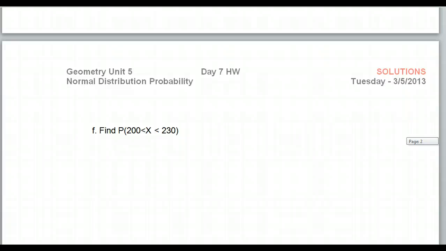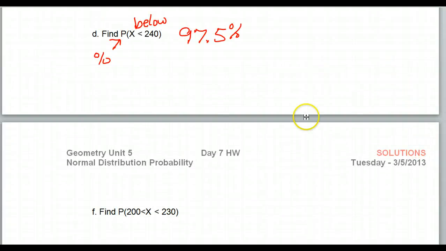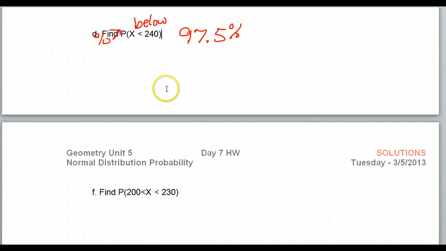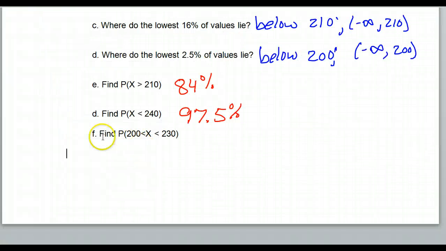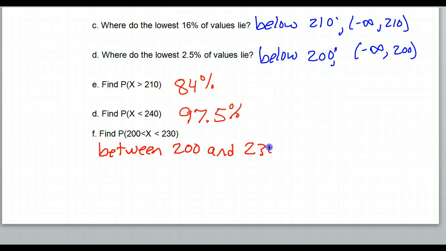And last but not least, part F down here. I feel sad that it's on a whole nother page. Can I bring it up? Whoa. All right, this has got to be between 200 and 230. When you see a number sandwich like this, think the word between. Between 200 and 230. So we're trying to find the probability of randomly picking a value between 200 and 230.